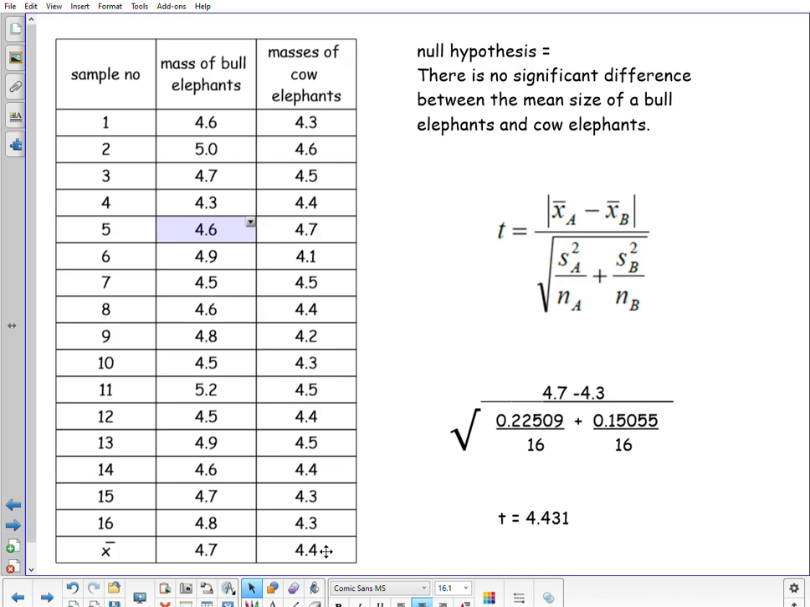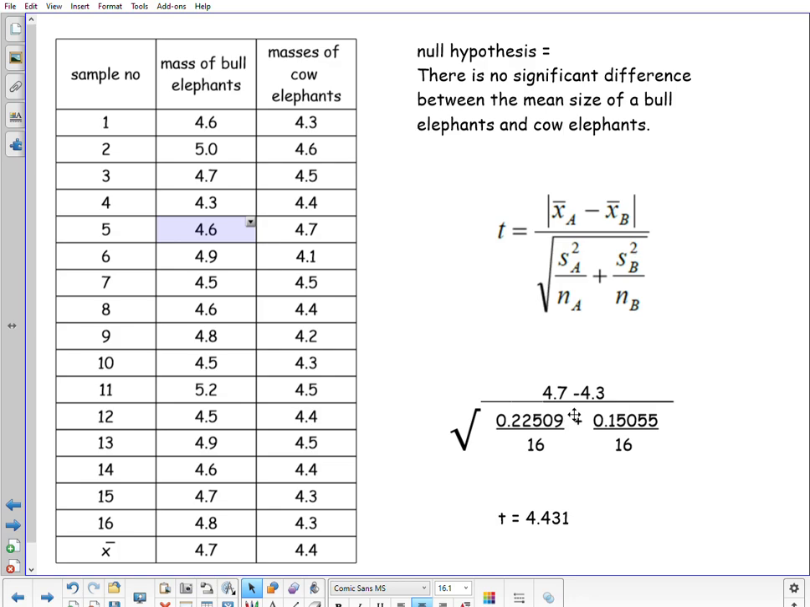So, a slightly more complicated equation. I'm not going to show you how I worked out the standard deviations. We've done that twice now. We're just going to plug the numbers into the equation. So we've got the mean of group A, 4.7, minus the mean of group B, 4.4, divided by the square root of the standard deviation squared of group A divided by the number in group A.